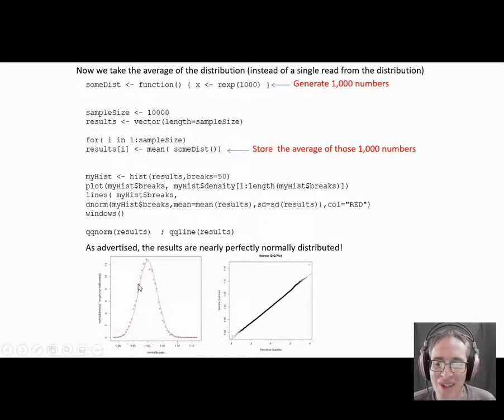So this is the average of sampling the exponential distribution 1,000 times, right? And the mean and standard deviation of this are almost perfectly normally distributed. And when I look at my QQ plot, I get a perfect normal distribution. So this is an example of the central limit theorem.